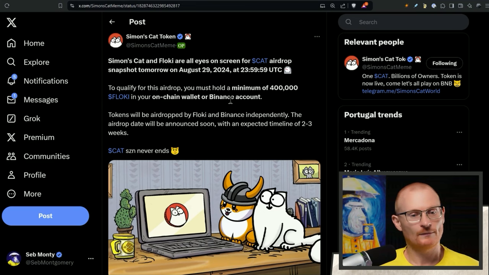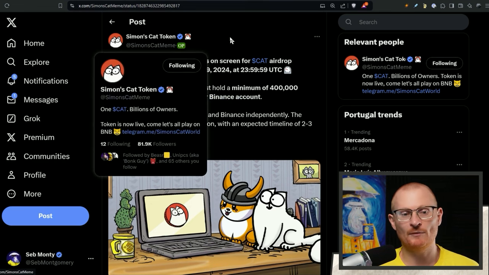Simon's Cat news, this is your final reminder. The snapshot will be taken today, basically just bang on midnight before we roll over UTC time. This is what you have to qualify. I've made it pretty clear, but we'll do it one more time. It's either 400,000 Floki on the BNB chain or the Ethereum chain. BNB has lower gas fees and is easier, or you can hold some on Binance in your Binance account. My suggestion is just hold it in your MetaMask.